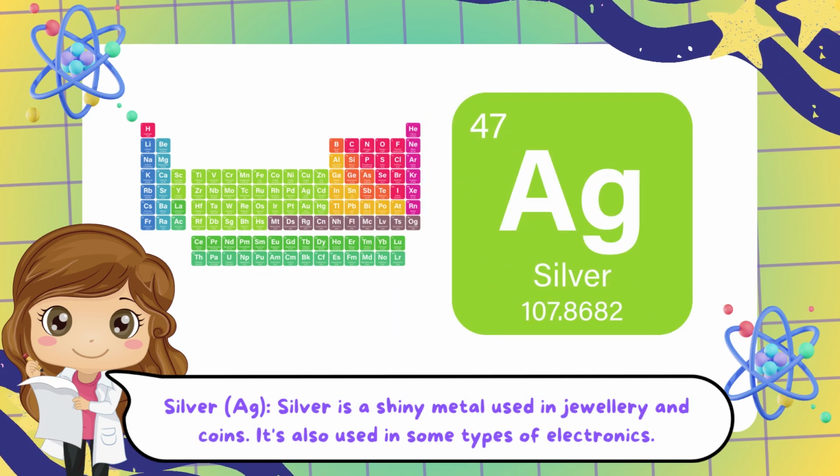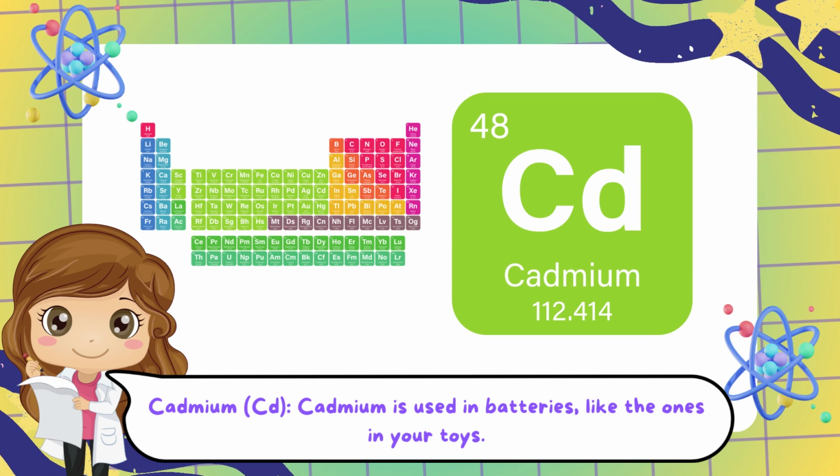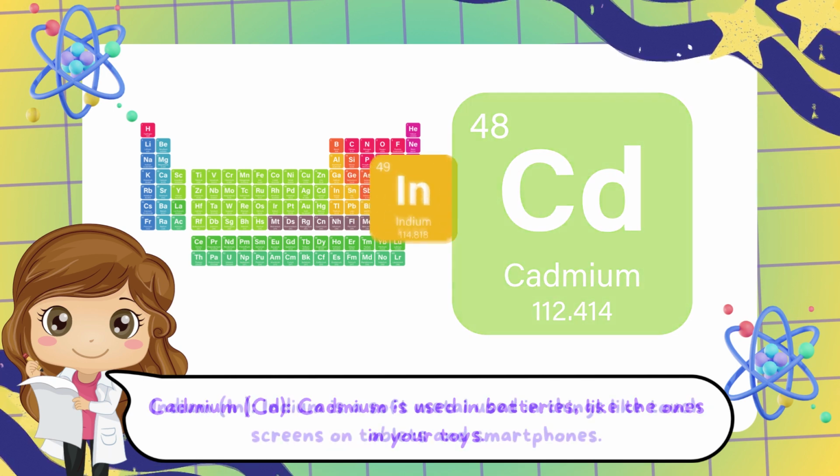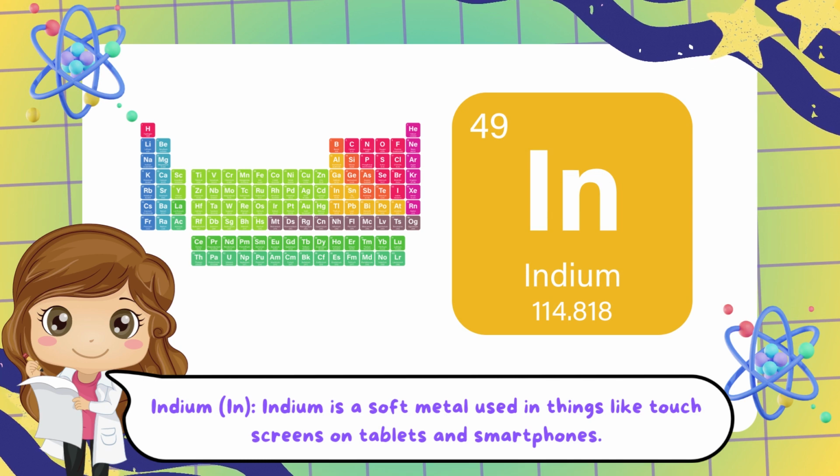Silver, A-G. Silver is a shiny metal used in jewelry and coins. It's also used in some types of electronics. Cadmium, C-D. Cadmium is used in batteries like the ones in your toys. Indium, I-N. Indium is a soft metal used in things like touchscreens on tablets and smartphones.